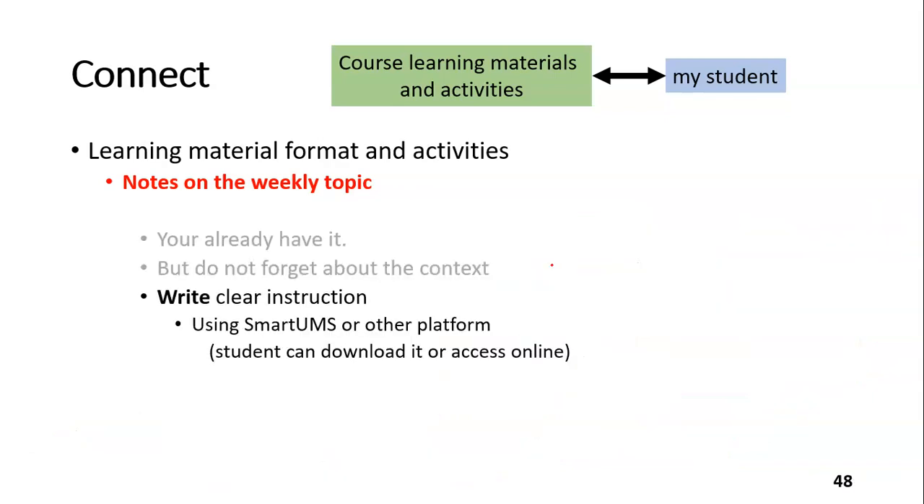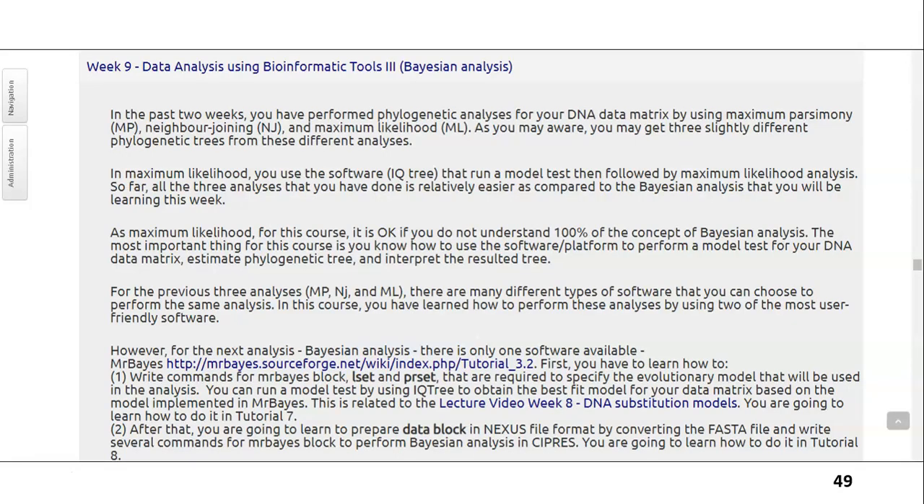It's very important. Okay. So write clear instructions or use Smart UMS or another platform. Even though you use Smart UMS, the students can still download the instructions when they are online. Or you can download the instructions from Smart UMS, save them, and then pass them to students, so they can access them offline. You need to write in as much detail as possible, just like you're talking to them. This will take time to write, but you just have to do it once.